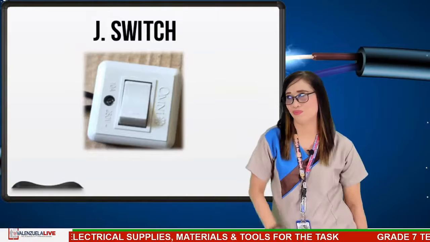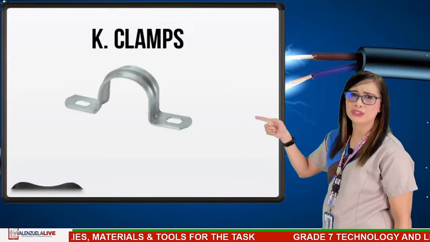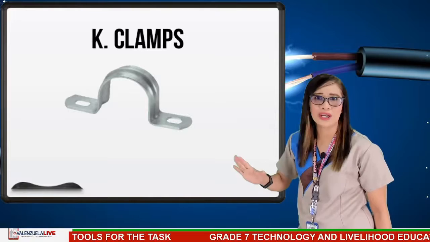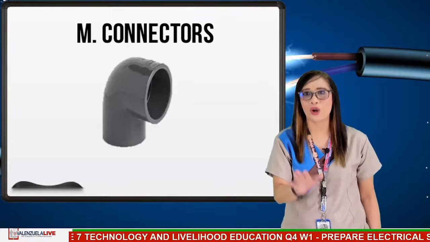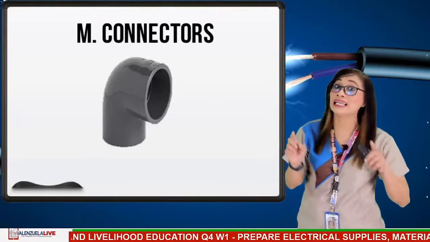Clamps. This is an electrical material used to hold and anchor electrical conduits in its proper position. Connectors. This is used to attach metallic or non-metallic conduit to the junction or utility boxes.